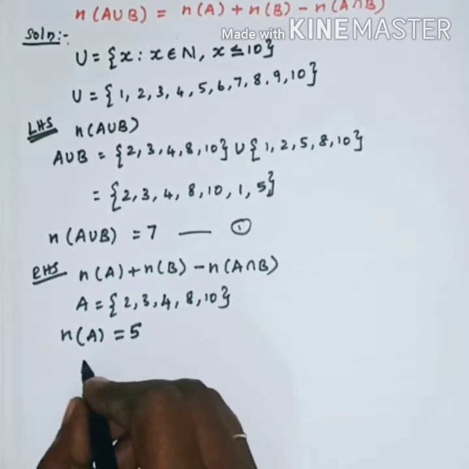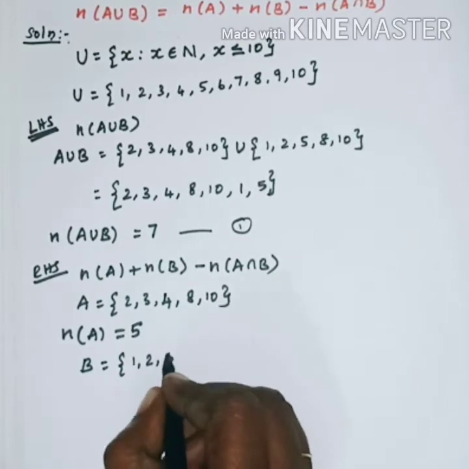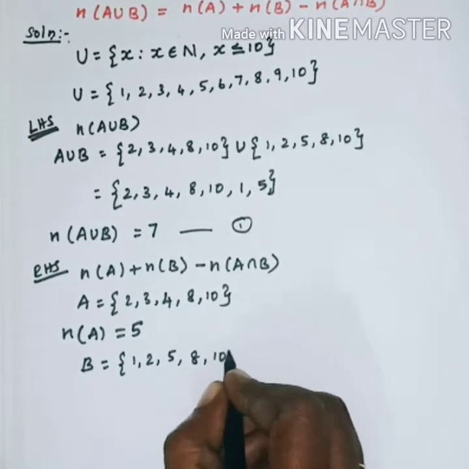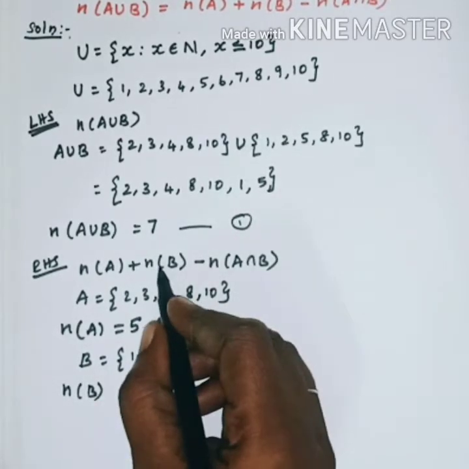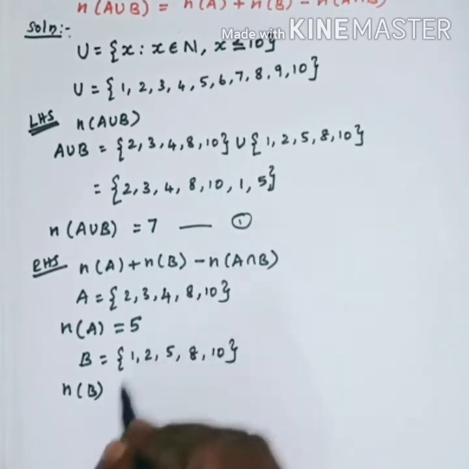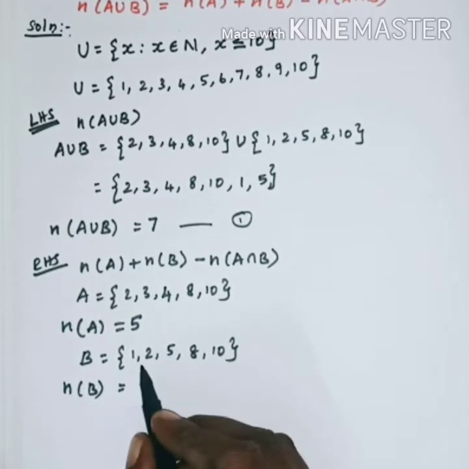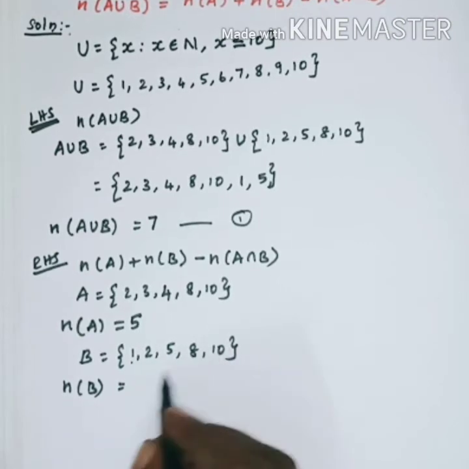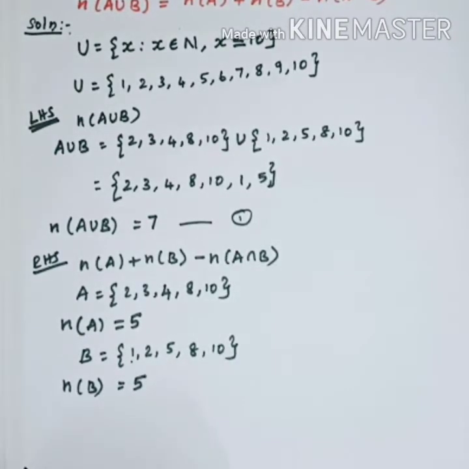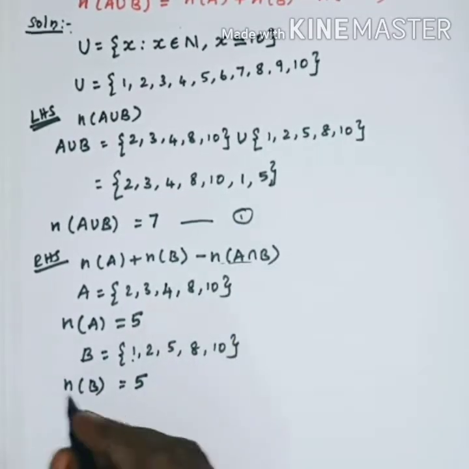And then the set B is given by {1, 2, 5, 8, 10}. So find n of B, because we have to find n of B also in the right hand side. So n of B means the number of elements in the set B. How many elements are there in the set B? 1, 2, 3, 4, 5. 5 elements. Put 5.